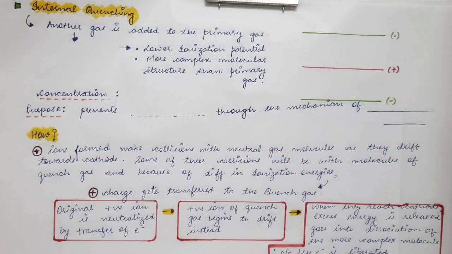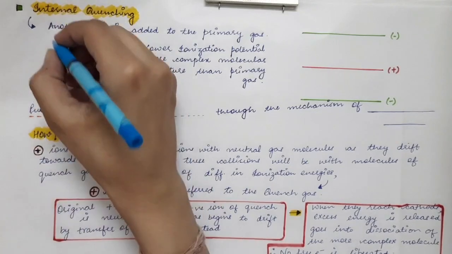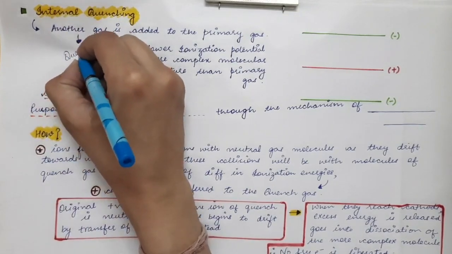Now we are going to study the internal quenching method. In the internal quenching method, we use additional gas. As we have said, we use a noble gas in the GM tube, but in addition to this noble gas, we use another gas which is called quench gas.